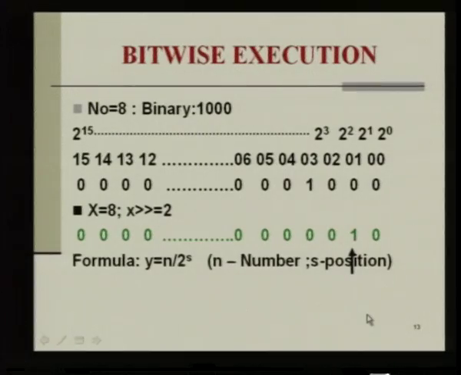Now, this is the formula for performing a shift operation. Y is equal to n divided by 2 to the power s, where n is the number and s is the number of bits it has to be shifted. So, if you apply the same formula to this particular example, here n is 8 and s is 2. So, 8 divided by 2 squared, which is equal to 8 divided by 4, the final result is the same, 2. So, you can either evaluate and see whether your answer is correct using the formula or using this shift operation itself.